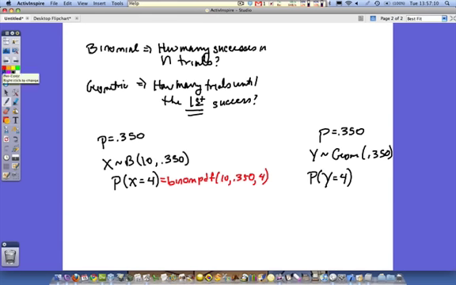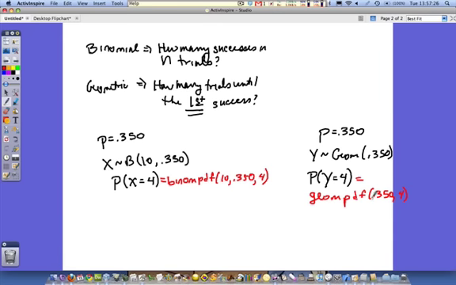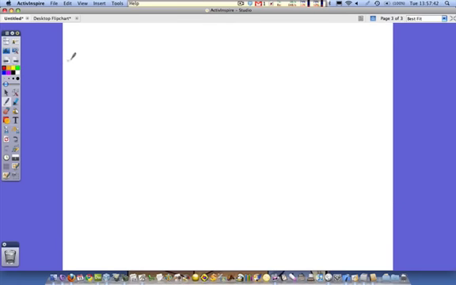And to solve this problem with the calculator, you would use geometricPDF of 0.350, 4. Why is there no n here? Why is there no 10? Because there is no fixed number of trials for a geometric distribution. It's just how many times will you go to bat before you get the first hit. That's why there's no n. There's no fixed number of trials here. That's the big difference.